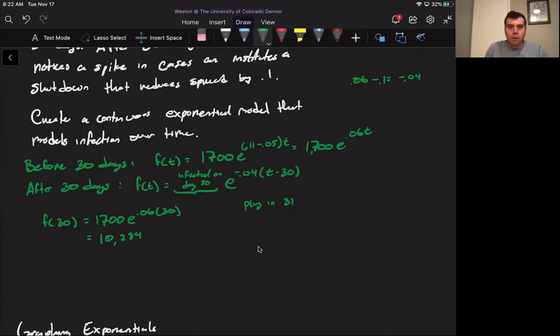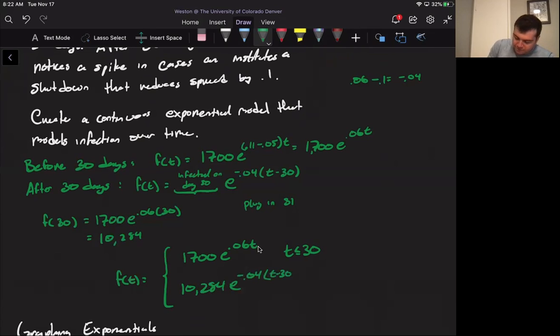All right, so now we can create our model where we have f of t equals, we get this piecewise function where on the top it's 1700 e to the 0.06 t for t less than or equal to 30. And then 10,284 e to the minus 0.04 (t minus 30) for t greater than 30.